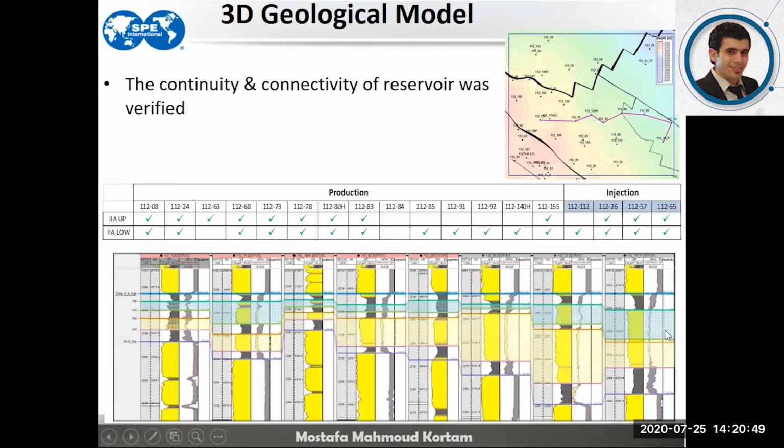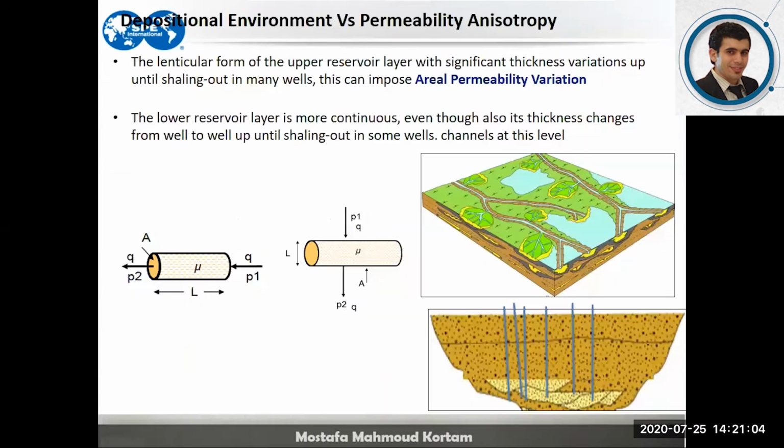The lower interval shows some consistency, although there is some continuity, but there are some differences in the variety in the length, while the upper interval shows non-continuity. Taking a look at the depositional condition of the reservoir, it follows the deltaic environment and the deltaic setup, where it was deposited on the deltaic subfan.